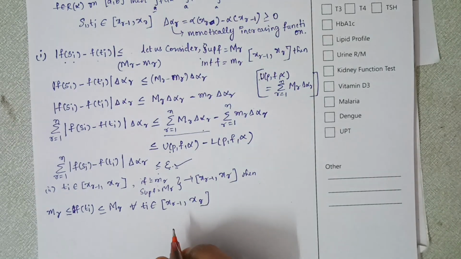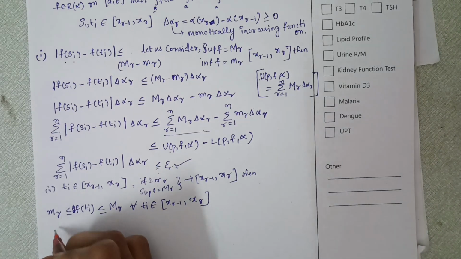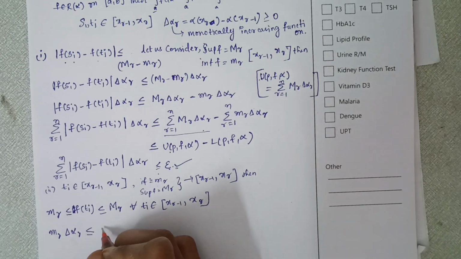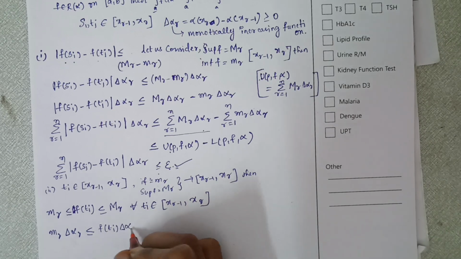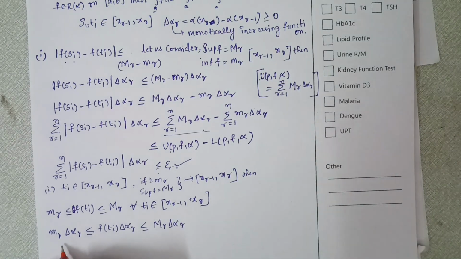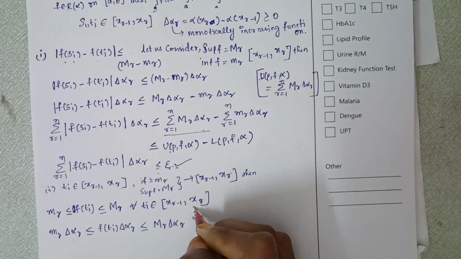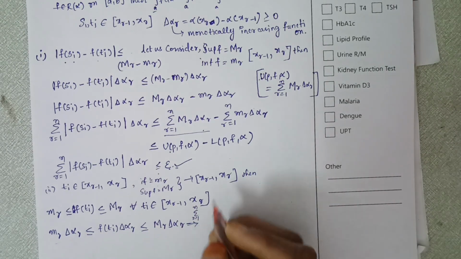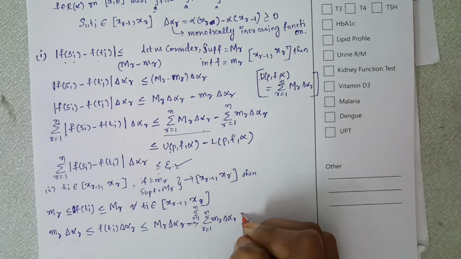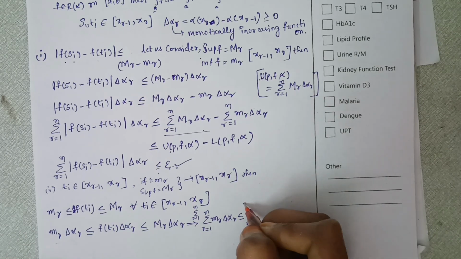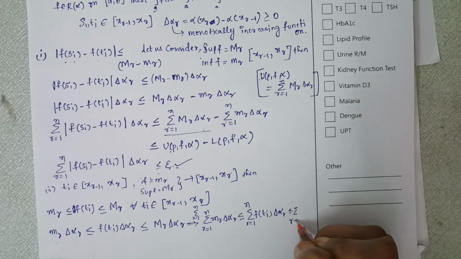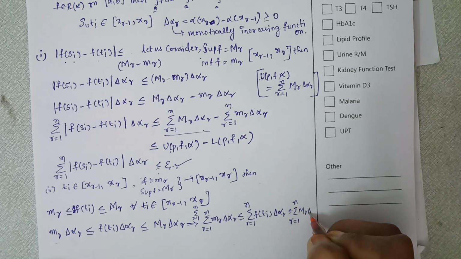Now multiply with delta alpha r. Therefore m_r delta alpha r is less than or equal to f of t_i into delta alpha r, which is less than or equal to capital M_r delta alpha r. Now multiply with summation r equals 1 to n to this equation, then what we will get? We get summation r equals 1 to n m_r delta alpha r less than or equal to summation r equals 1 to n f of t_i into delta alpha r less than or equal to summation r equals 1 to n capital M_r delta alpha r.